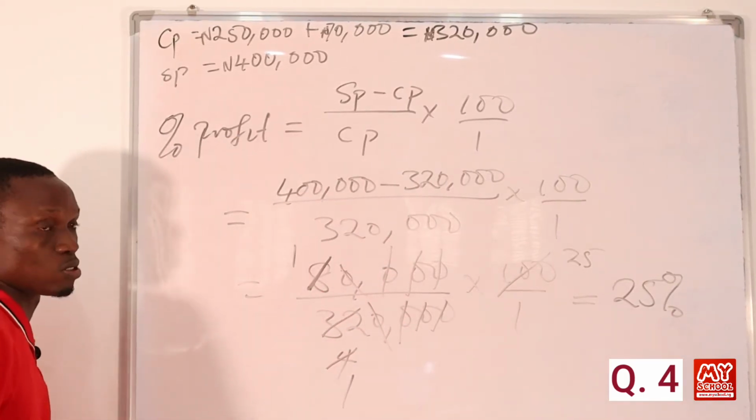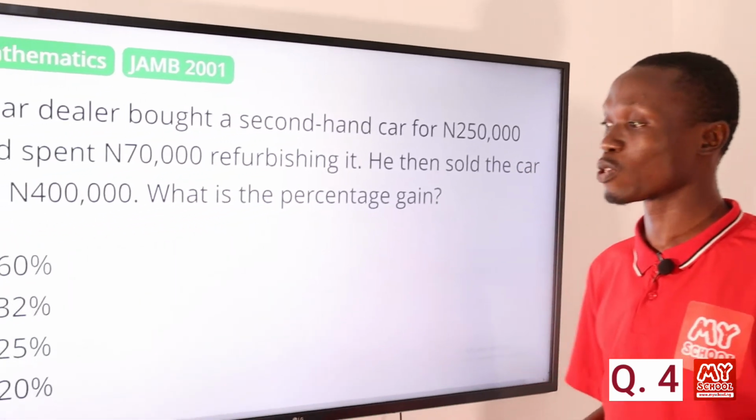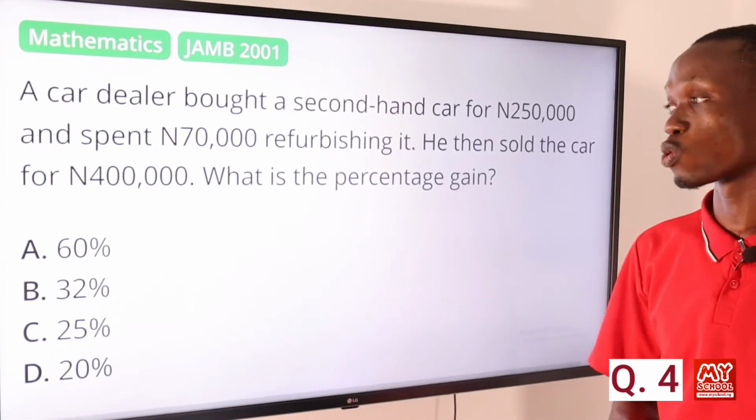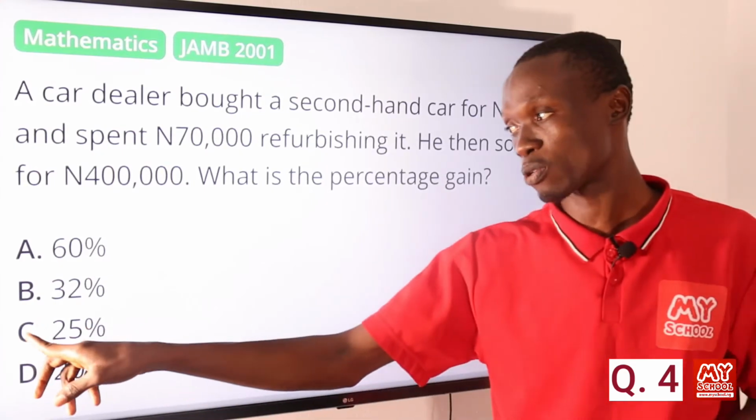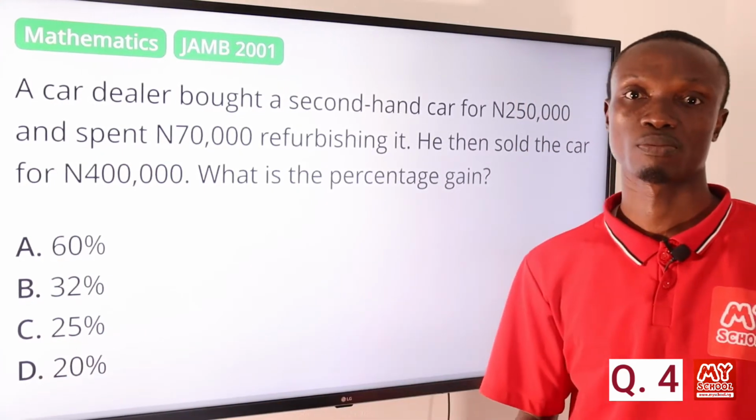Okay, so let's return to the screen. From our calculation, we got the percentage profit, or the percentage gain, to be equal to 25%, which makes option C the correct answer to this question.